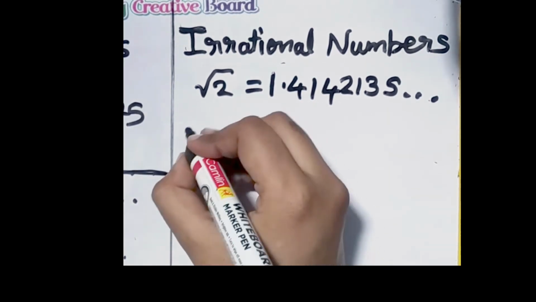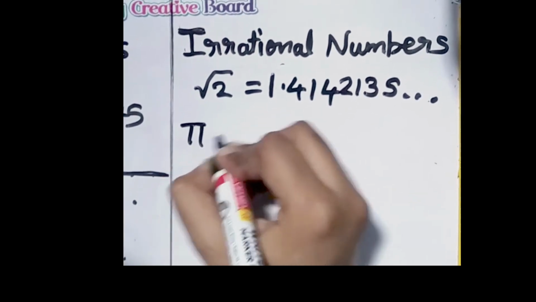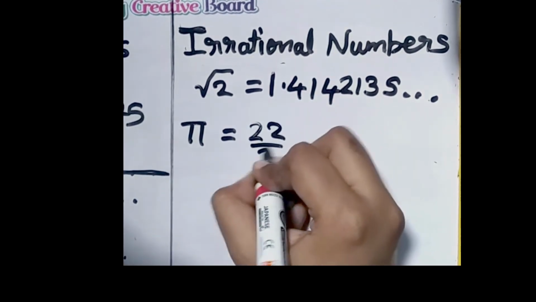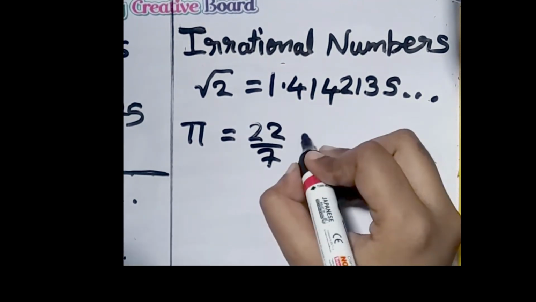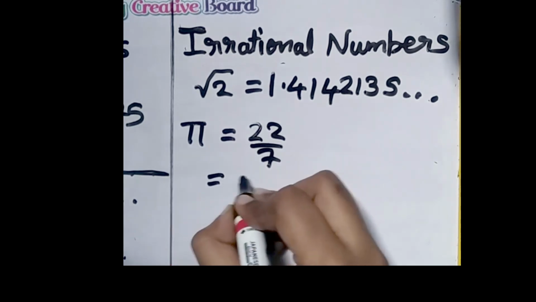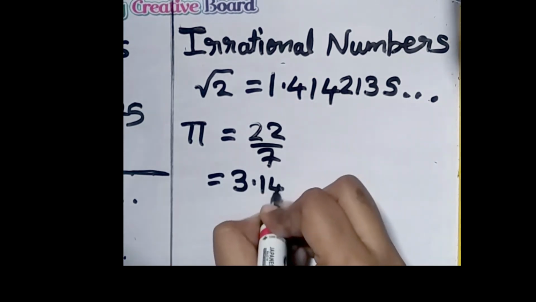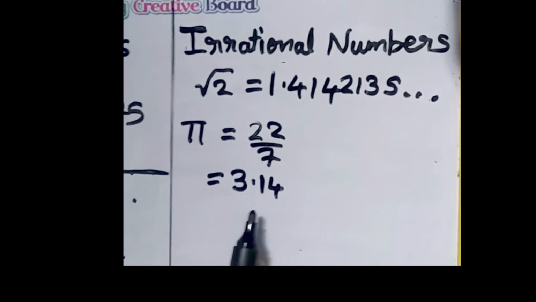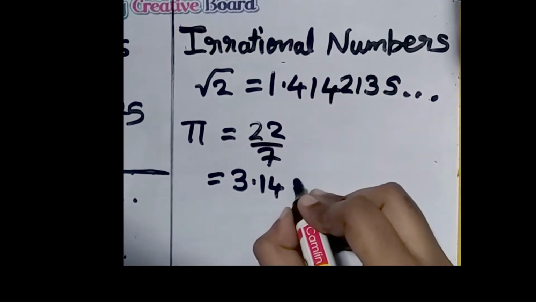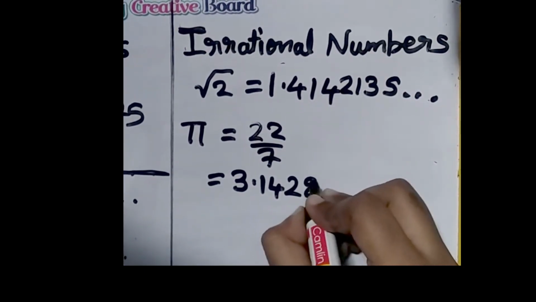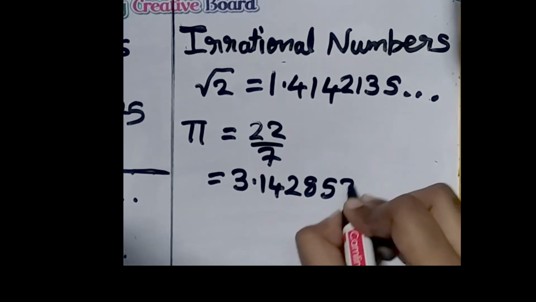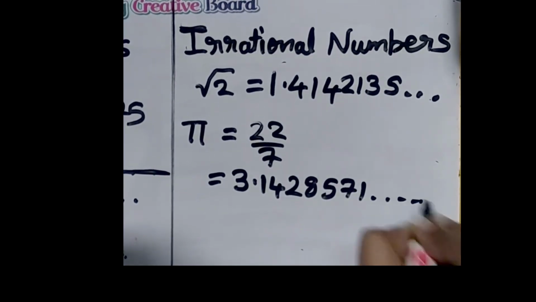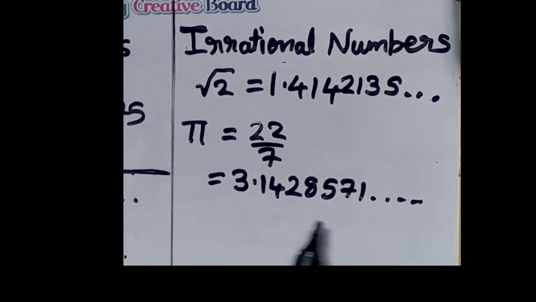And the value of pi is equal to what? 22 upon 7. Now if we do this calculation, what will we get? 3.14. We just do this for calculation, but the actual value is 3.1428571. So this is the actual value. It goes on continuing. It is not stopping and it is non-recurring.